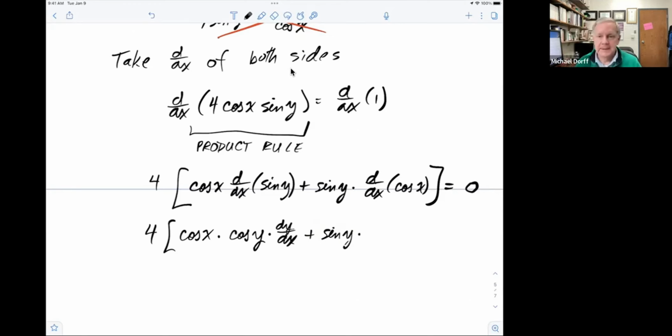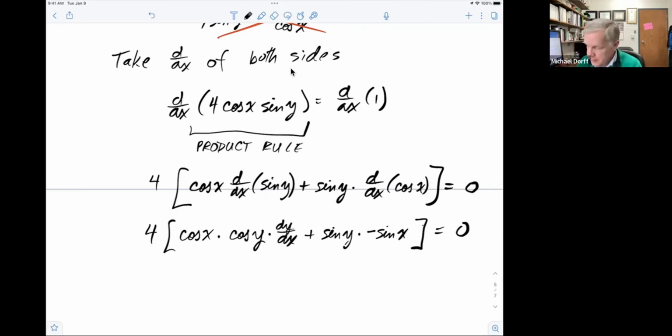And now I do d dx of cosine x. The derivative of cosine is minus sine, and this is going to be a dx. So I'm not going to write that. I'm just going to have this.